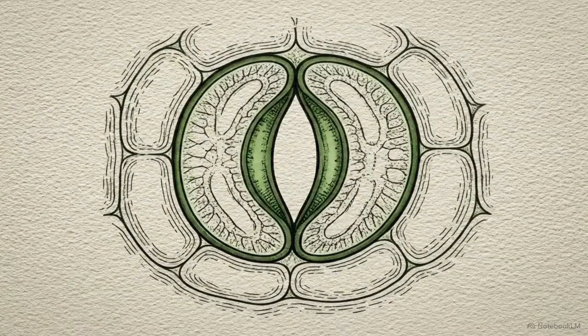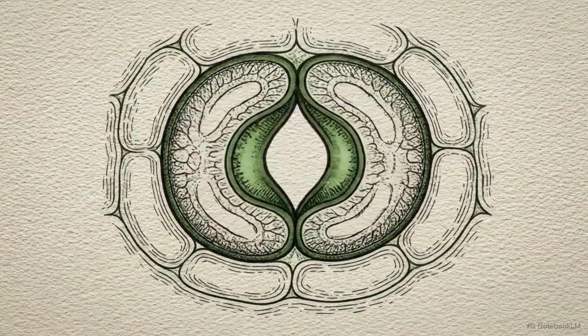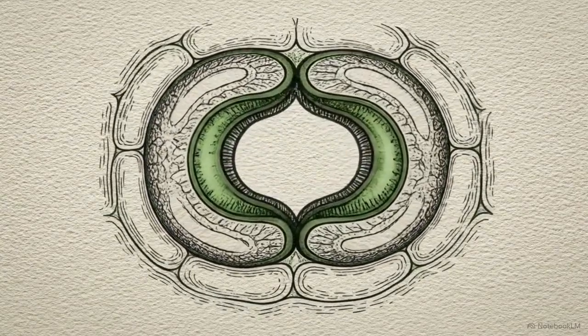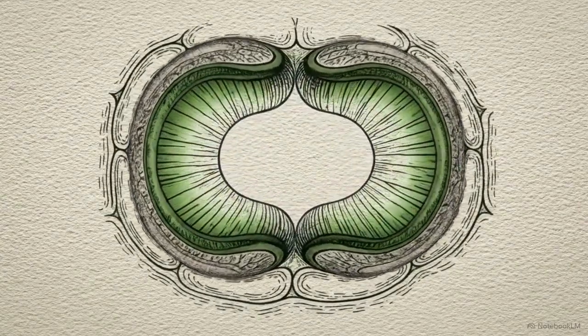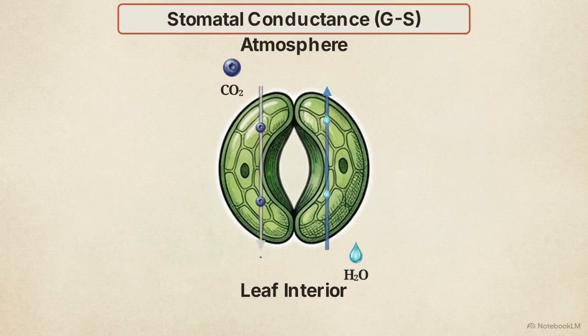The primary physiological gatekeeper governing this vital offset is the stomate, the microscopic, dynamically adjusting pore located directly on the leaf surface. The rate carbon dioxide enters, or water vapor exits this pore, is stomatal conductance, or GS. It is the baseline metric for gas exchange.